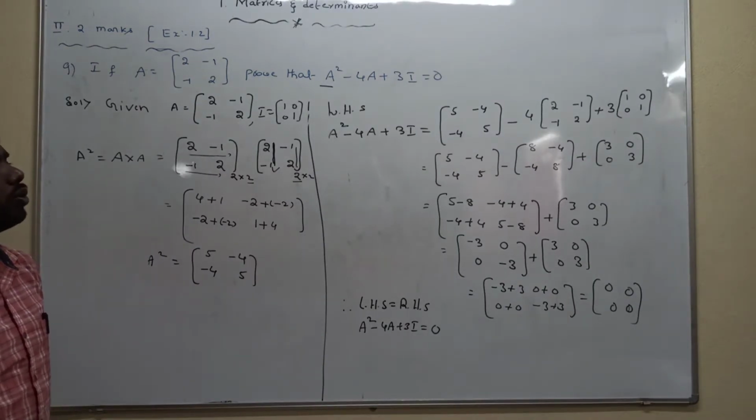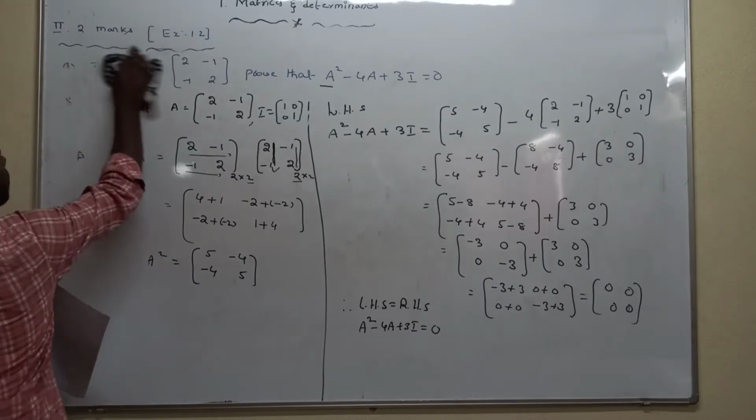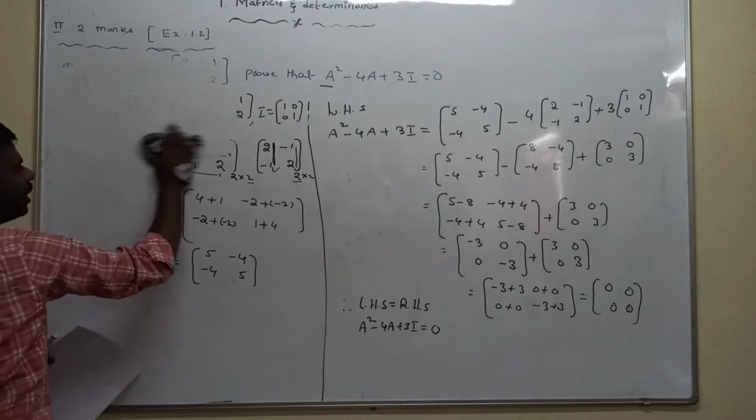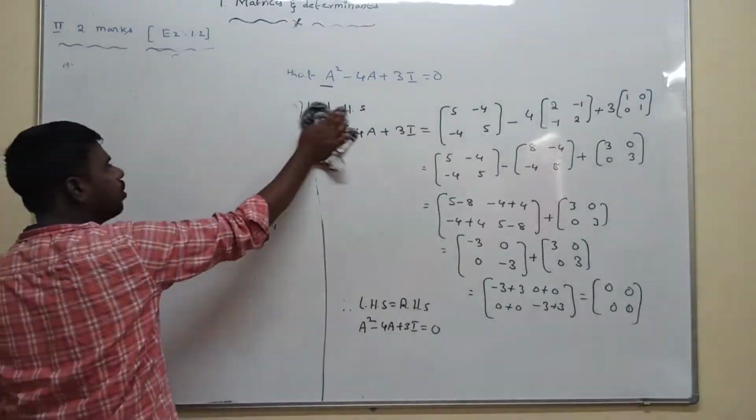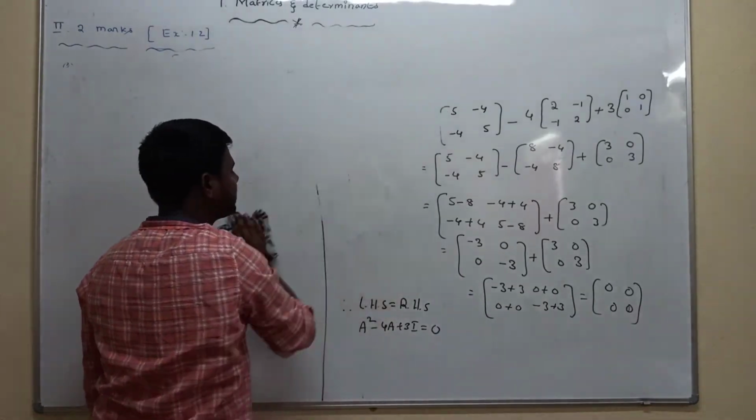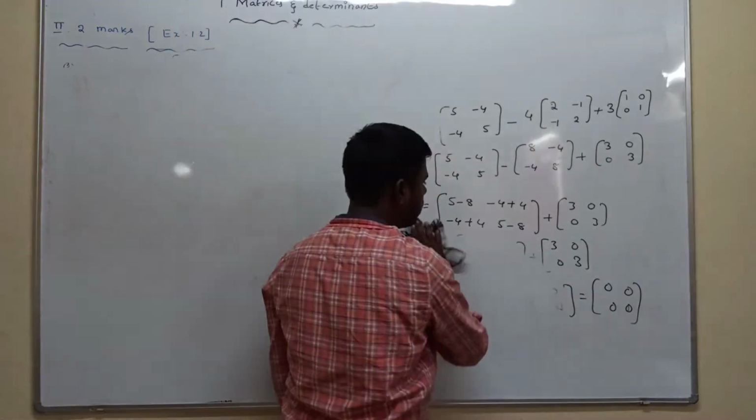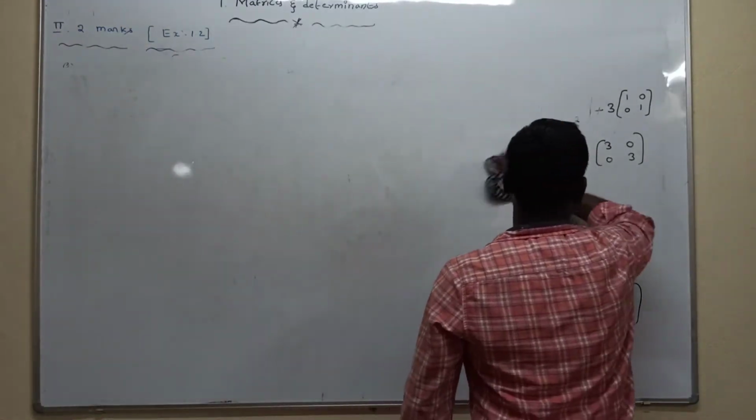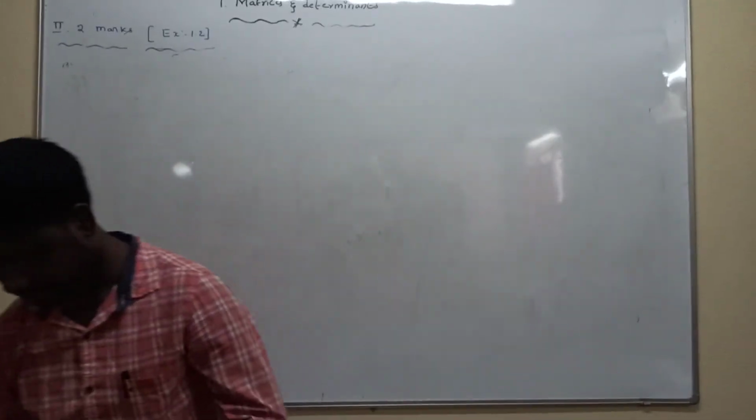Dear students, how to solve this question? The next question is also the same, like question number 10. Questions 8, 9 and 10 are all related. First we need to calculate the A square value. After that, take the left hand side condition to prove the RHS condition. So very easy. See question number 10.